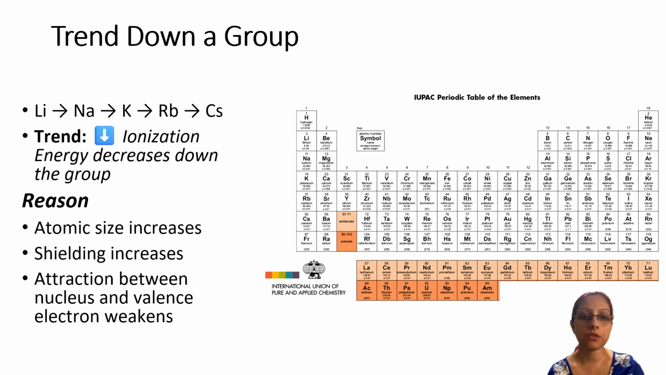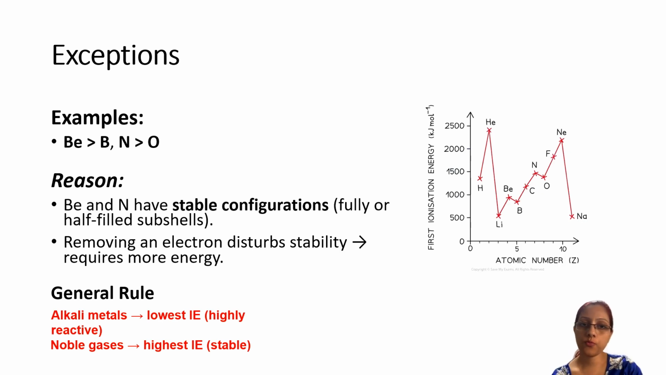Let's take an example. If we see the first group, lithium, sodium, potassium, rubidium and cesium, in Group 1, lithium has the highest ionization energy. As we move down to sodium, potassium and cesium, the ionization energy keeps dropping, and that's why cesium is much more reactive, and it loses its outer electron very easily. So in general, across a period, ionization energy increases as we move from left to right, and down a group, ionization energy decreases. Now let's look at a few important exceptions.